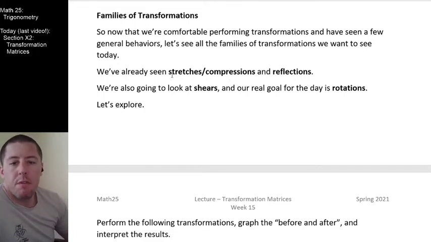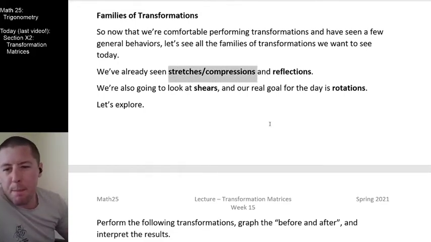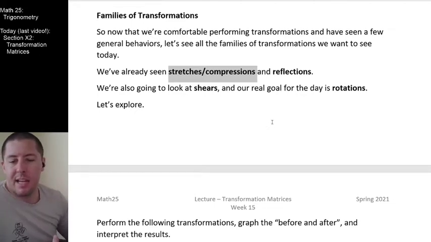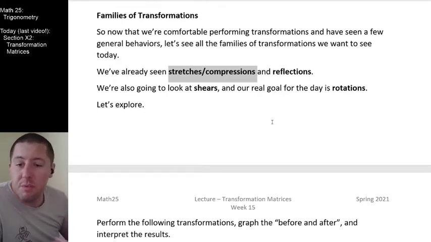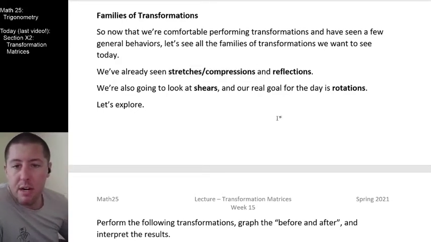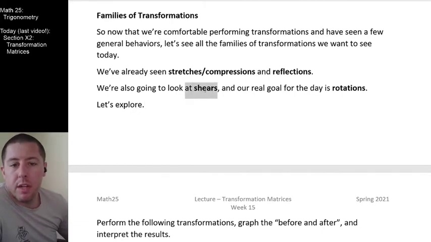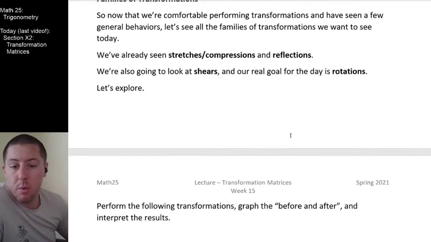So what we've seen so far is stretches or compressions. I'd say stretching is when you multiply by a number bigger than 1, and a compression is when you multiply by a number smaller than 1. We've also seen reflections when we multiply by numbers that are negatives. The other things that we want to look at here are shears, which I don't think is something that you typically think of in terms of your transformations. And the real one that we're here for, because this is trigonometry class, is rotation. So let's go ahead and explore some more of these here.